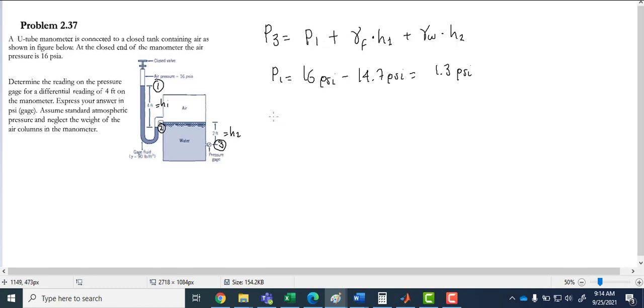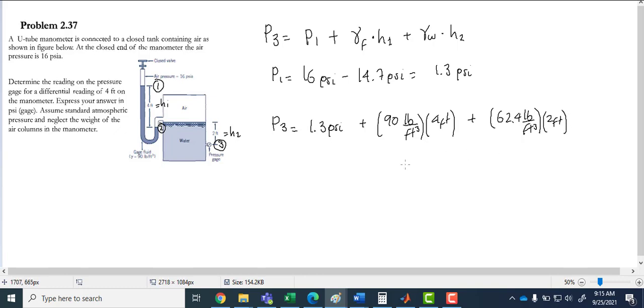Okay, then we do P3. Therefore, it's going to be 1.3 psi plus gamma of the fluid. So the gamma of the fluid is given as 90 pounds per foot cubed. The elevation is going to be 4 feet. Then we add gamma of water, which we have as 62.4 pounds per foot cubed. And we multiply by that elevation, which is 2 feet.